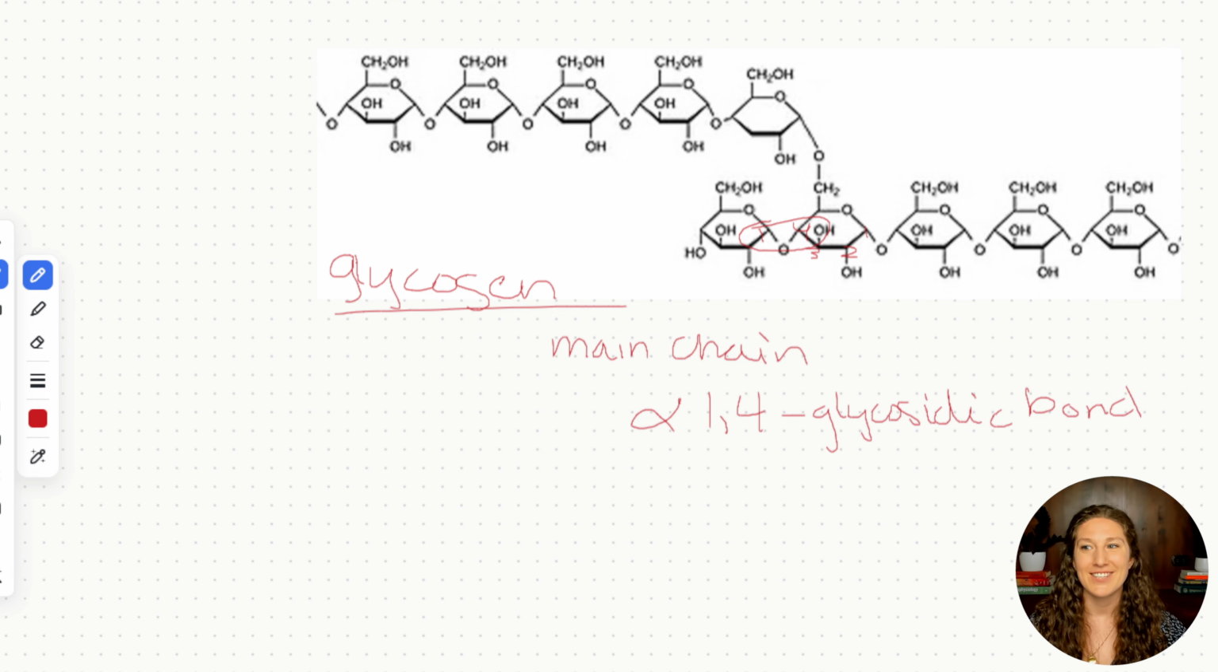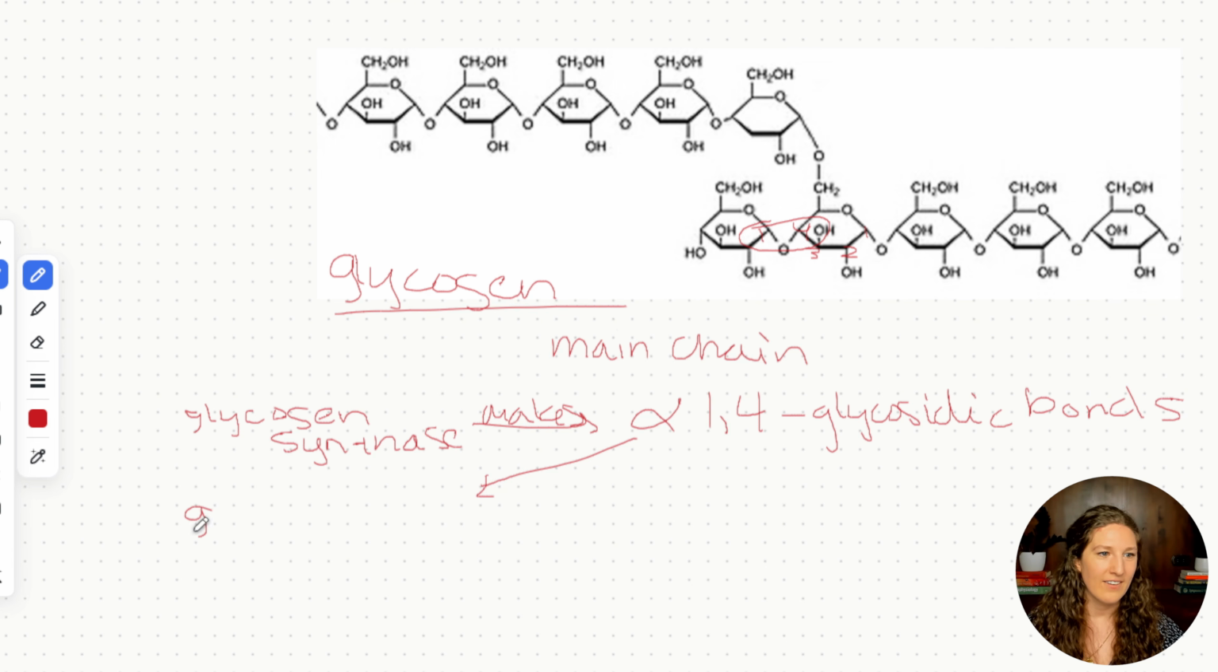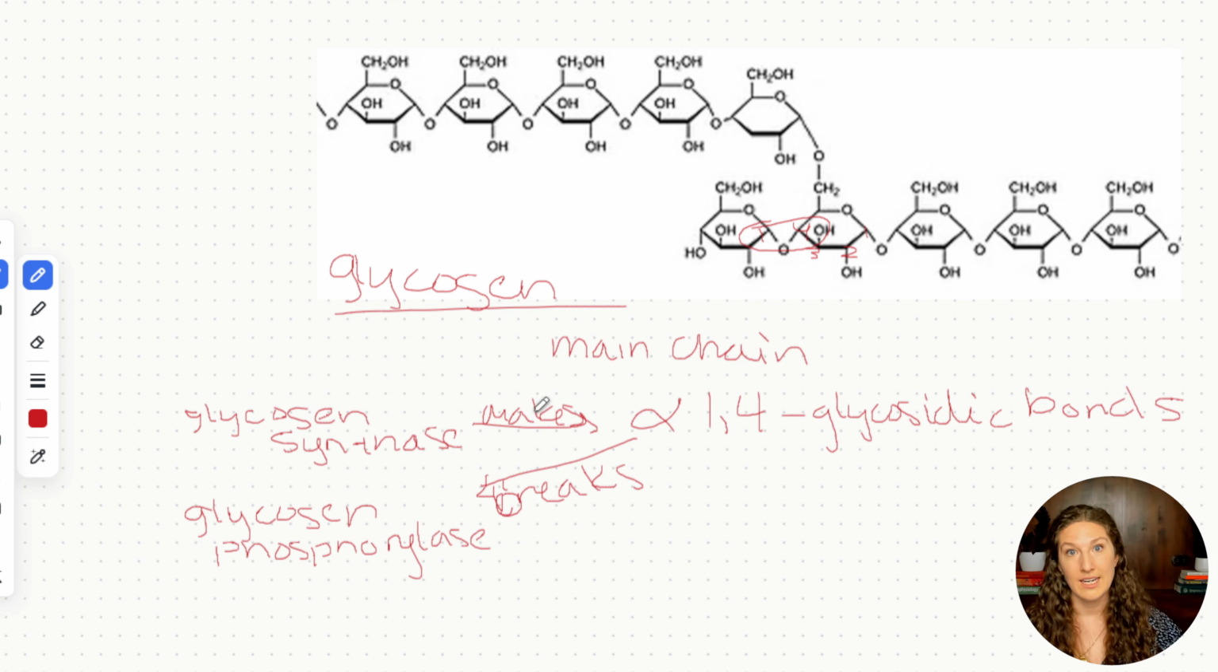And to do a quick connection to metabolism, glycogen synthase makes these bonds, makes these guys, all right? And to break them, our enzyme glycogen phosphorylase breaks these bonds when we need to break down to our individual glucose sugars. Now you'll notice that these are all glucoses, okay? So these are just lots and lots of glucoses clicked together.